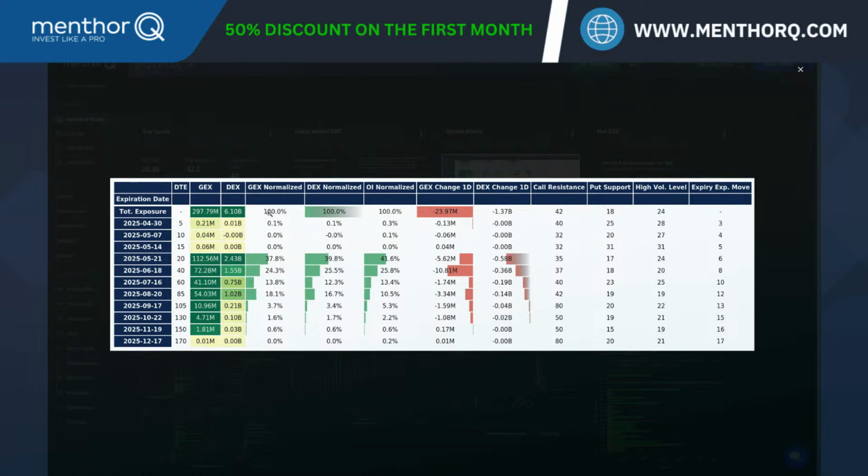So if we look at the top, it's 100% of the GEX, and 38% is going to expire in May. So this is a pretty significant expiration. If we look at the call resistance, there's an expectation that we can get up to about 35, and probably will not fall below 17. So that's the view. And the high volume level is 24. So anything above 24 is viewed as bullish, and anything below 24 is considered bearish in the VIX.